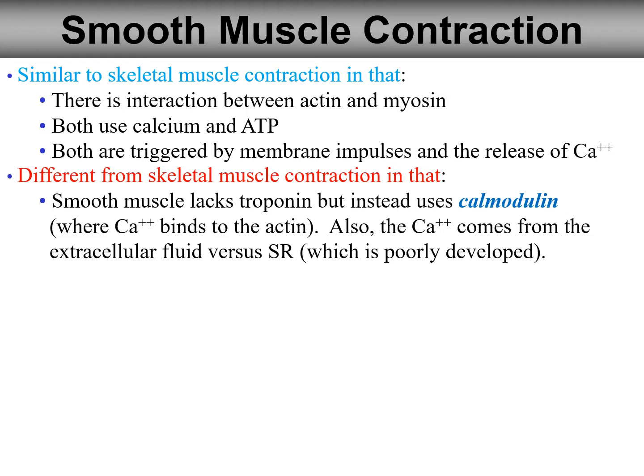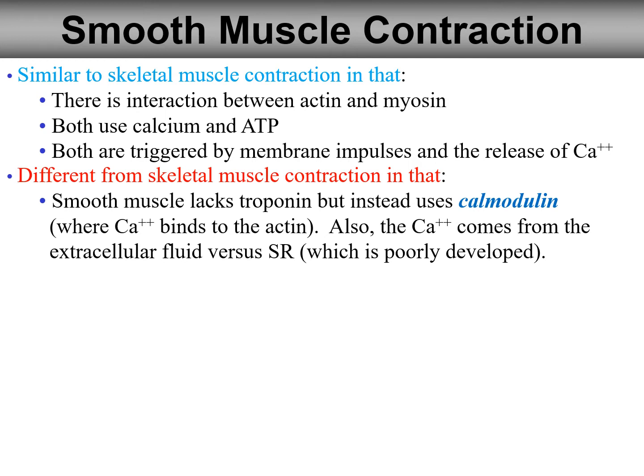Important differences between skeletal and smooth muscle, not the least of which is the fact that in smooth muscle we don't have troponin. If you remember, this was one of those three protein subunits on the surface of the actin. You don't have that here with smooth muscle. You have another protein called calmodulin that accepts the calcium. Calcium binds here to the calmodulin protein of the actin.